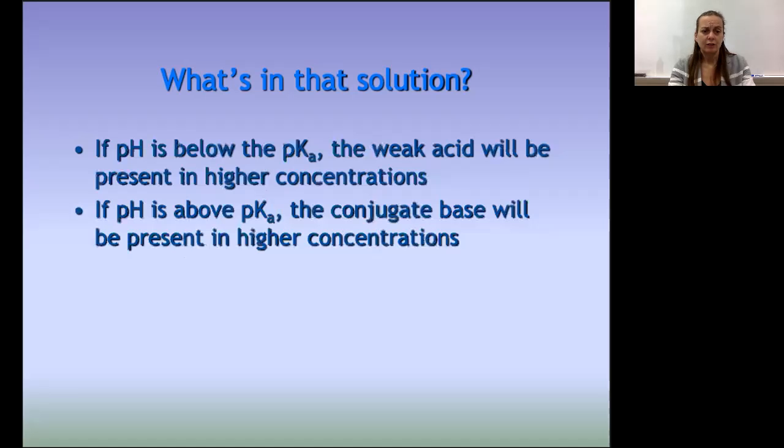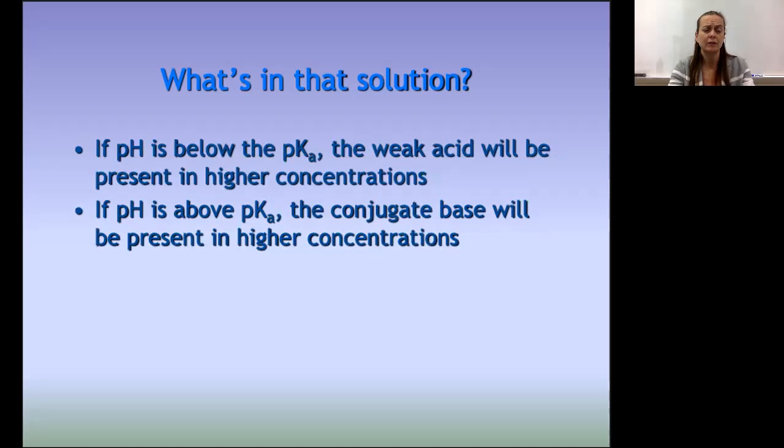If we're talking about a weak acid, if the pH is below pKa, that means we're going to have more weak acid and less conjugate base present. If the pH is above the pKa, then we're going to have more of the conjugate base and less of the weak acid. By the same token, if we're talking about a solution of a weak base, if the pH is above the pKb, then we're going to have more of the base. And if the pH is below the pKb, then we're going to have more of the conjugate acid.